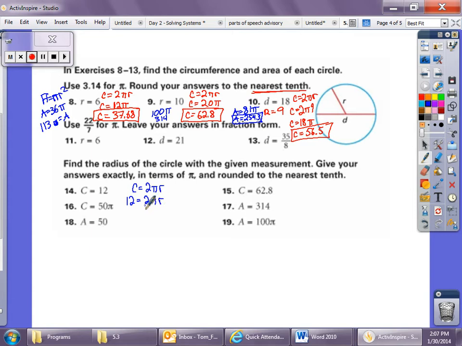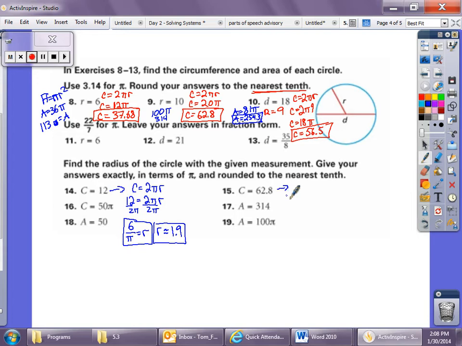To solve this, we want to divide by 2 pi. Let me erase this. We know that 12 divided by 2 is 6. So we get 6 divided by pi is our radius. So that's in terms of pi, and that's our exact answer. To figure out our rounded answer, we do 6 divided by pi, which gives us a radius of approximately 1.9 rounded to the tenths. So that's number 14. We'll do 15 and then 18 and 19.